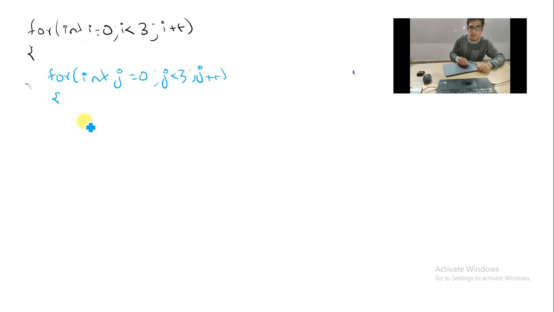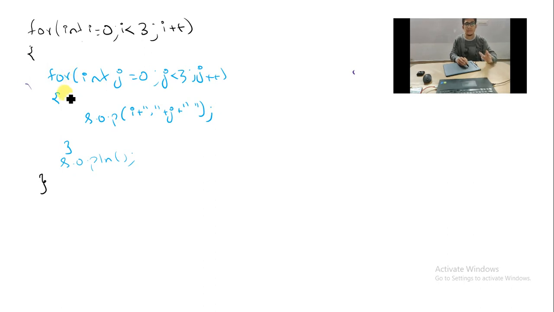Inside this what we have to write? System.out.print. I have to print the i value plus comma plus the j value and one space. Yes, that is print, that is not println, right? Inside the j loop it is always print. Outside the j loop I'll write System.out.println. And after this I'll be closing this i loop. I have closed this i loop.